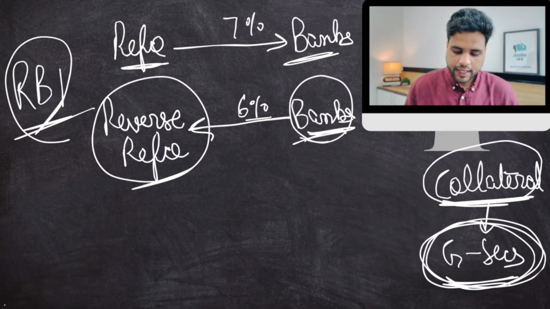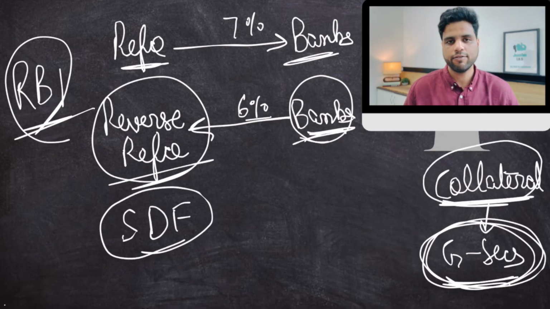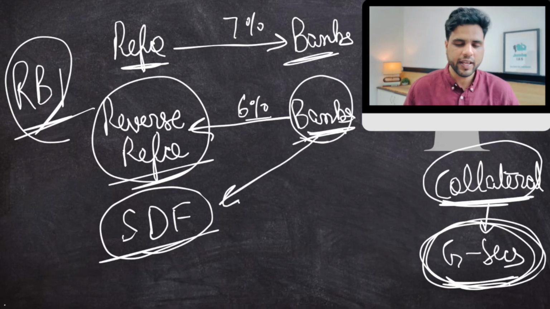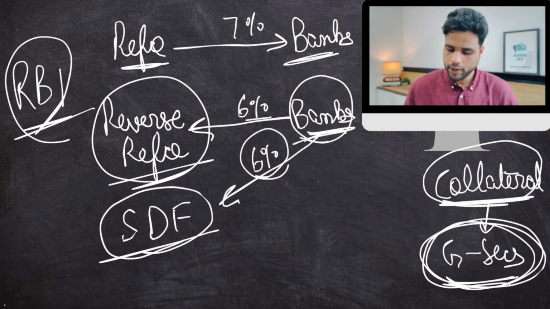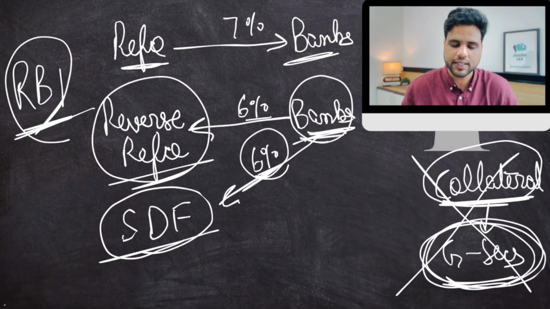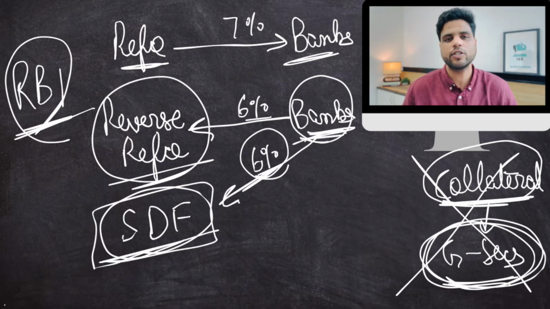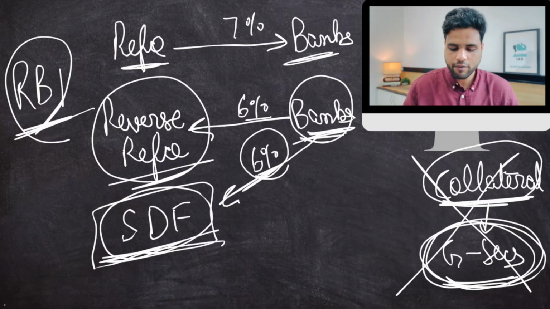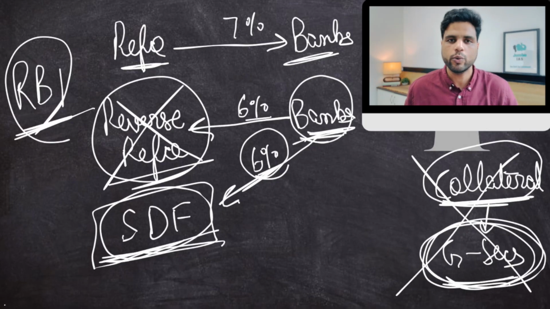RBI says that instead of reverse repo, you can also use this facility called SDF. Okay. In this, banks would give money to RBI at this rate only, but there would be no requirement for RBI to provide collateral. So in a sense, banks are depositing this money with RBI at this interest rate. This is known as standing deposit facility. And this replaced the reverse repo rate as the new floor of the LAF corridor.